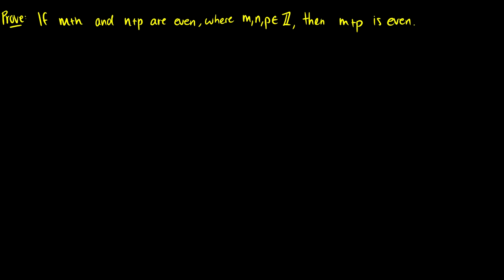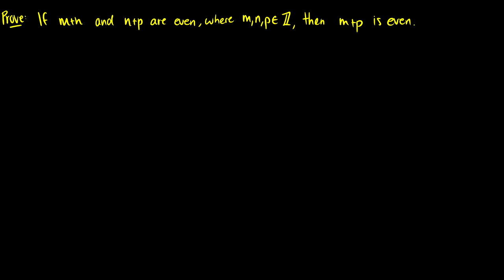In this video, we're going to do two proofs. The first one is going to be direct. The second is going to be proof by cases, but you can also do the first by cases if you so choose. So, if m plus n and n plus p are both even, where m, n, and p are integers, then we need to prove that m plus p is even.